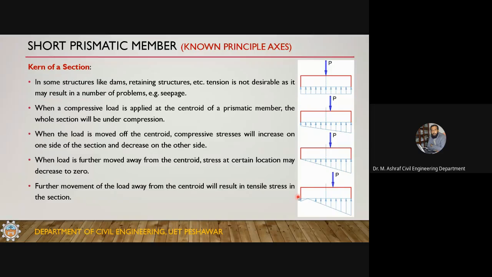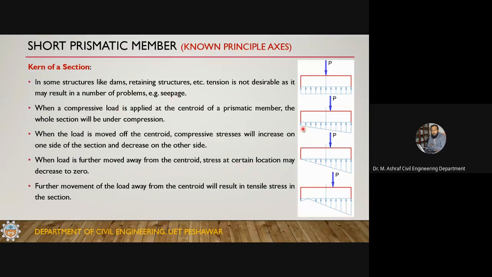Or there is a possibility that the material may be very weak in tension, so it has very little resistance against tension, and it is not desirable to develop any kind of tension. In the case of a dam, it may result in problems such as seepage or failure of the structure.